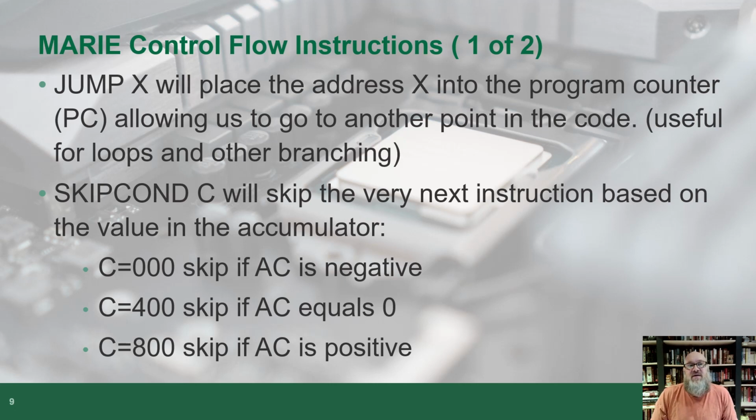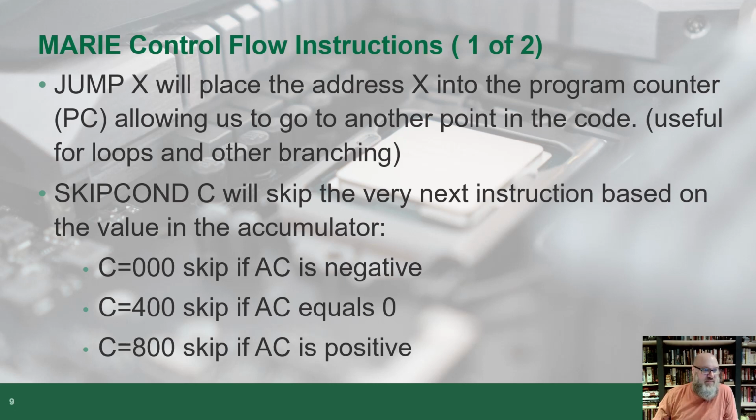Skip condition will take a value after it, which looks like a 12-bit value. It's either 000, 400, or 800. These are all hex numbers, and these are the only options that are implemented in this version of Marie. So it will look at the accumulator and say, is it a 0? Is it negative? Is it positive? And if the thing we're testing for is true, it will skip the next instruction.